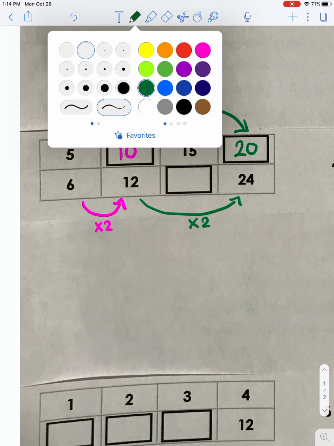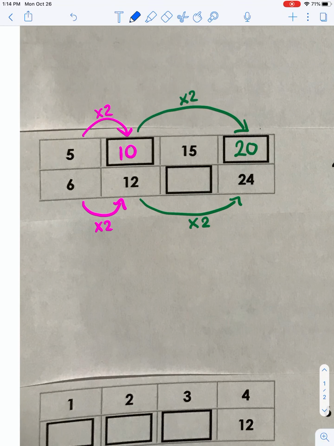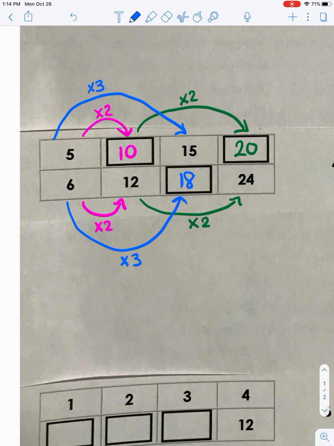Now, how am I going to get that last missing one? Well, I see a relationship between 5 and 15. If I multiply 5 times 3, I'm going to get 15. And so if I multiply 6 times 3, I'm going to get 18. Now you can see, if you're looking at this, that in the top row I'm doing my 5 times tables, 5, 10, 15, 20. And on the bottom, my 6 times tables, 6, 12, 18, 24.